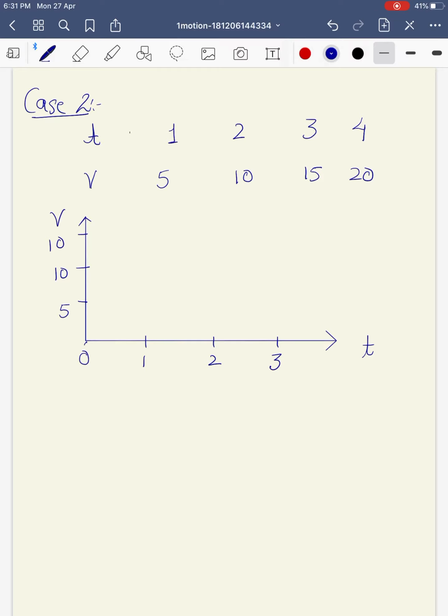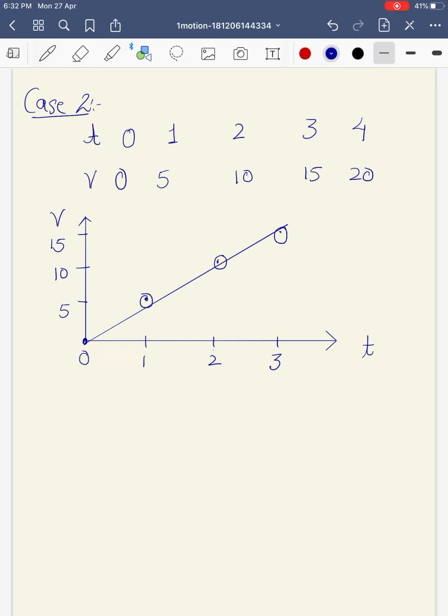So starting we are taking 0, 0, that is when time was 0, velocity was 0 naturally because object was at rest. When time was 1, velocity was 5, time was 2, velocity was 10. When time was 3, the velocity was 15. If you take all these points and join them by a free hand, it comes out to be a straight line. That is the case of, can you tell me what?